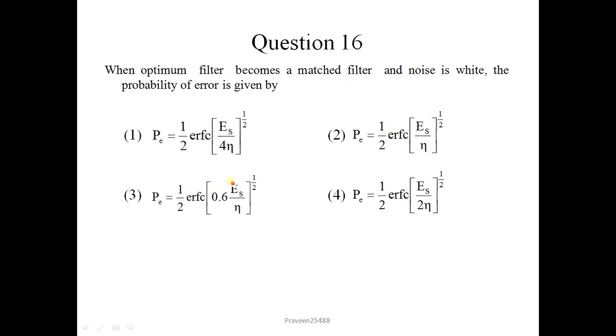So next question is question number 16. When optimum filter becomes a matched filter and noise is white, the probability of error is given by. So direct formula is given for probability of error, which is 1 upon 2 erfc of the square root of Ec upon 4 epsilon. So correct option is 1.